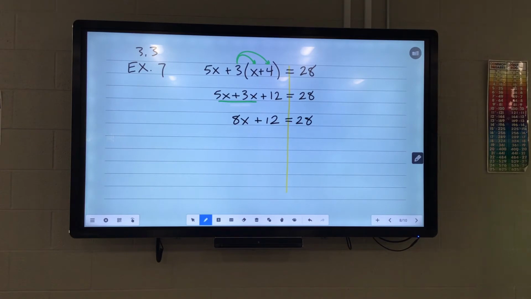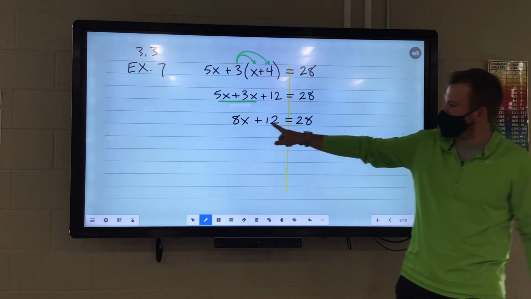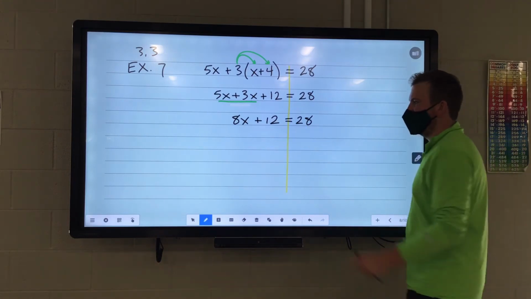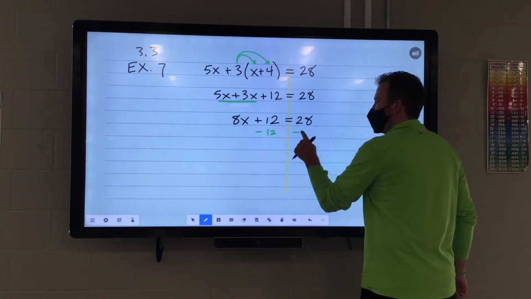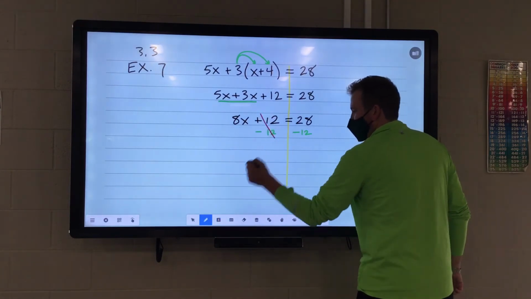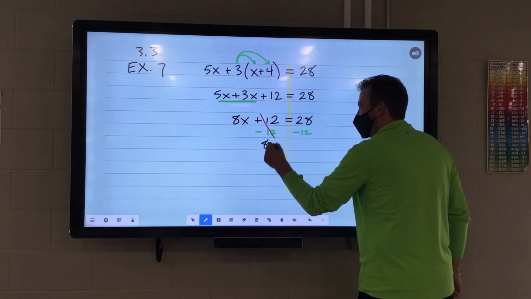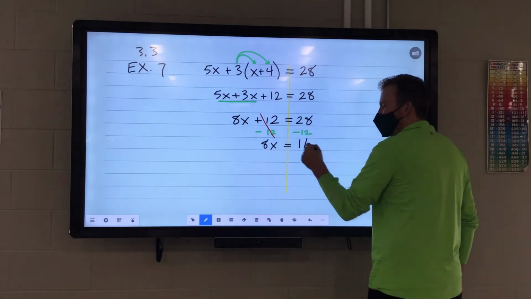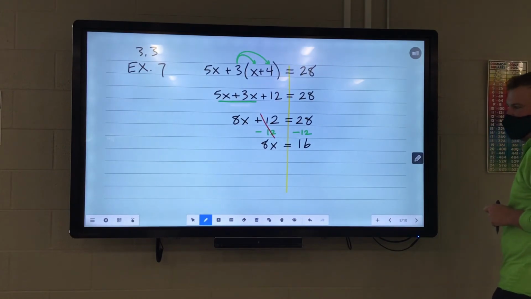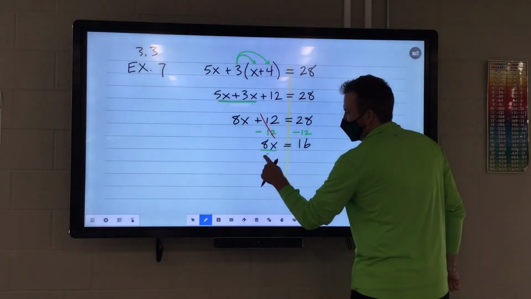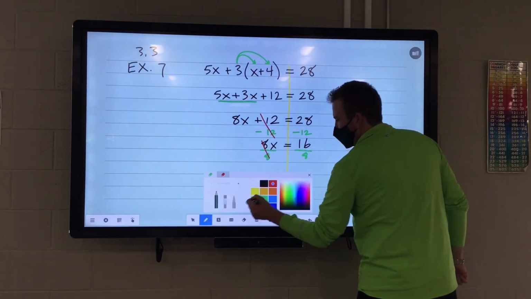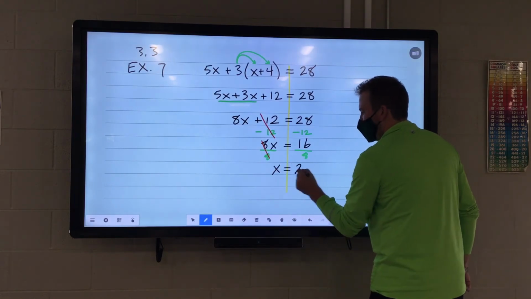When we have an equation that looks like this, where there are two operations happening to our x, we typically want to get rid of the addition first. So the opposite of adding 12 is subtracting 12. So we do that to both sides. What that does is cancels out my 12, leaving me with just 8x is equal to 28 minus 12 is 16. And my last step, x is not alone because it's being multiplied by 8. So we do the opposite of multiplying by 8. We divide both sides by 8. That cancels out the 8, leaving me with just x equals 2.